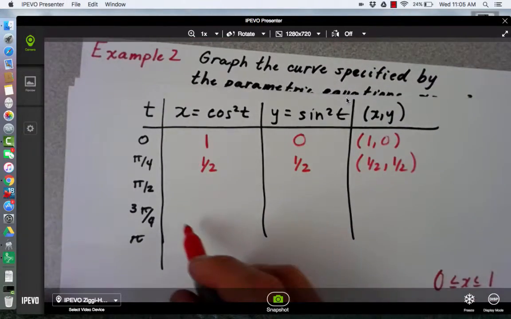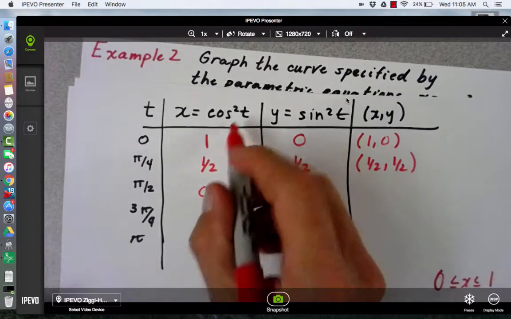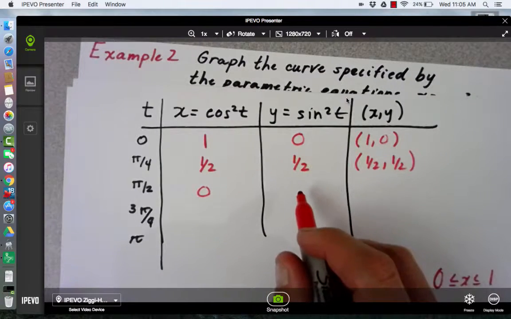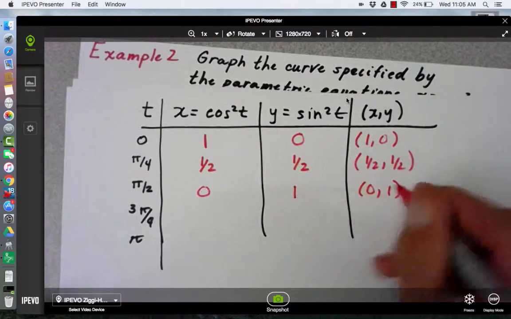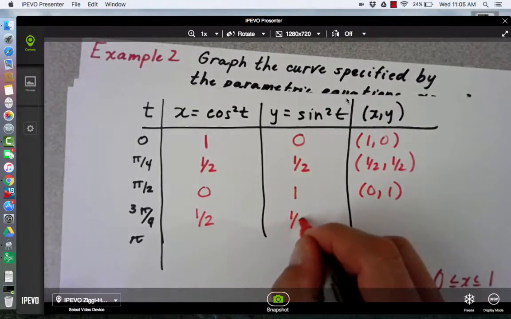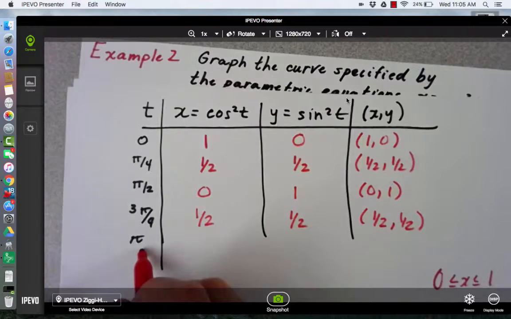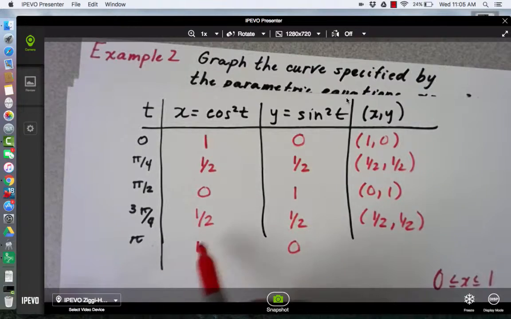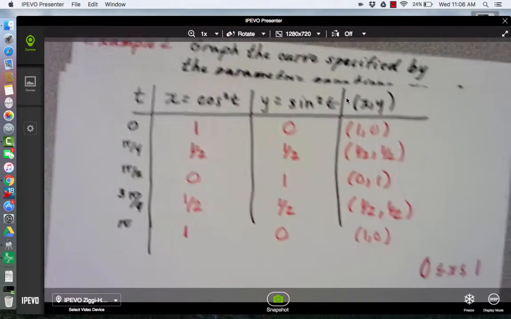At pi over 2, x is going to be 0. Cosine of pi over 2 is 0, and sine of pi over 2 is 1. So this is 0, 1, our next ordered pair. 3 pi over 4 gives the same values as pi over 4, so half and half. And our last value at pi is 1 and 0, since cosine of pi is 1 and squared is 1. So we have 1 comma 0. There's our table of values.